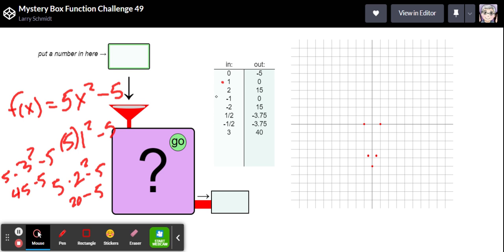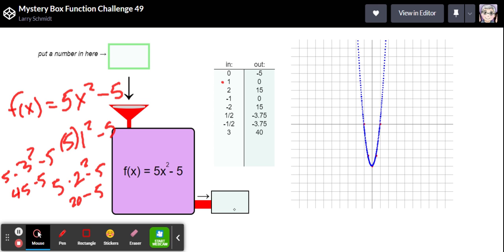Okay, I'm confident that we've got it now. So I'm going to go ahead and reveal this. Yes, 5x squared minus 5, and we can graph that as well. Beautiful, narrow parabola.